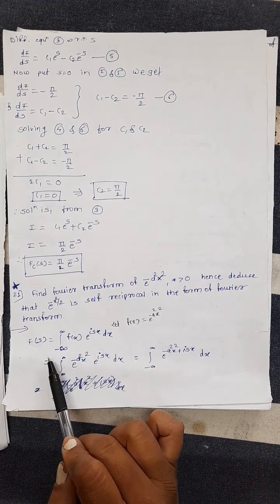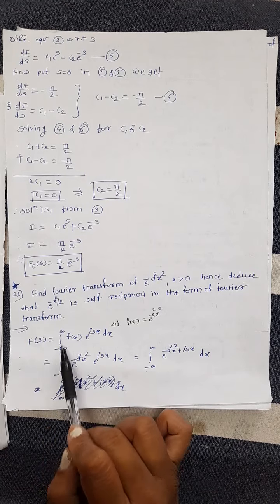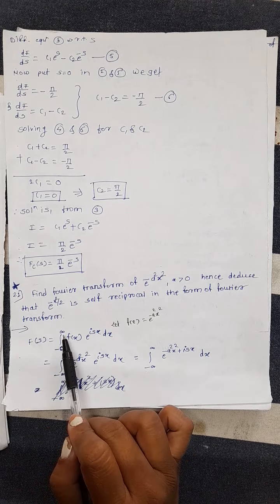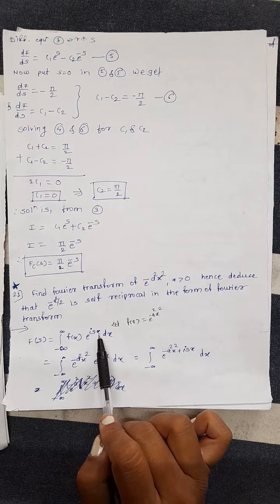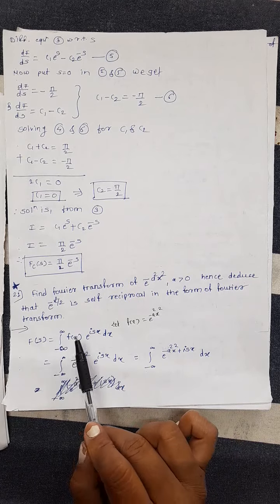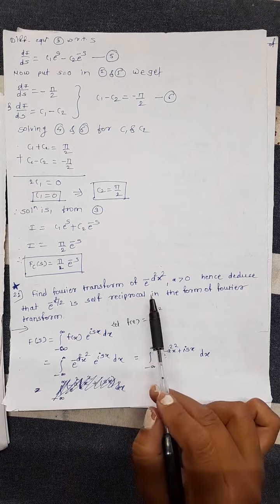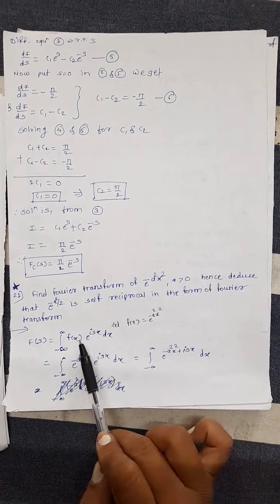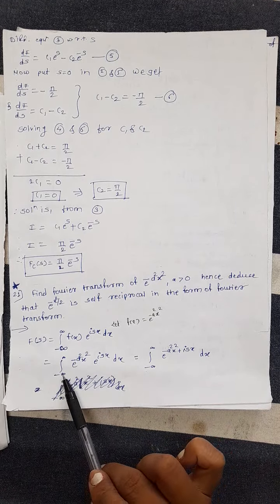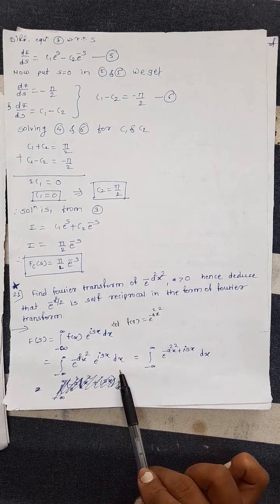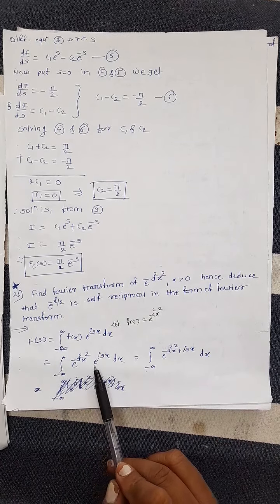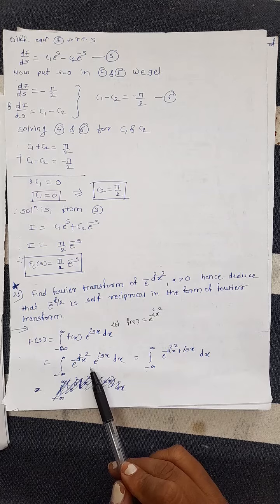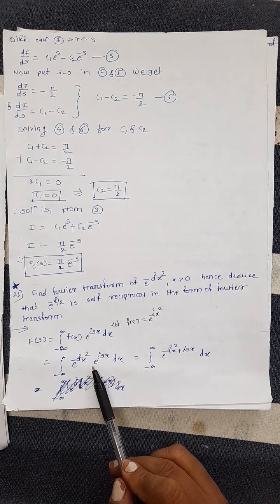The formula for Fourier transform is F(s) is equal to integration from minus infinity to plus infinity f(x) e raised to i s x dx. Okay, the function f(x) is the given function e raised to minus a square x square. Put this value here. We get e raised to minus a square x square, integral from minus infinity to plus infinity, and the rest of the things as it is. Now we have to make some adjustments here to find out this integration.